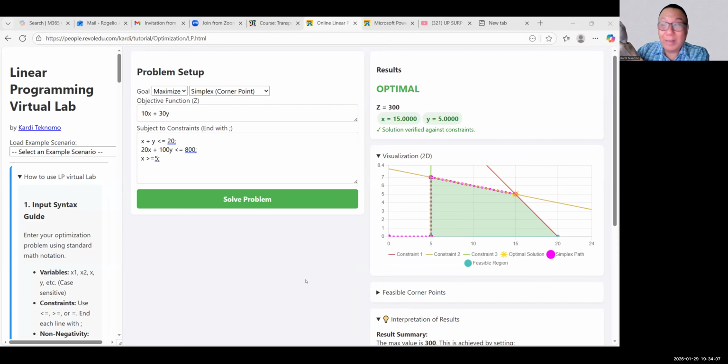Are there any problems in the future that would involve negative values for the variables? It is possible. If your problem's decision variable can be negative, then you cannot use this calculator. You can use Excel. Excel Solver has the possibility of that. Okay, thank you, sir.